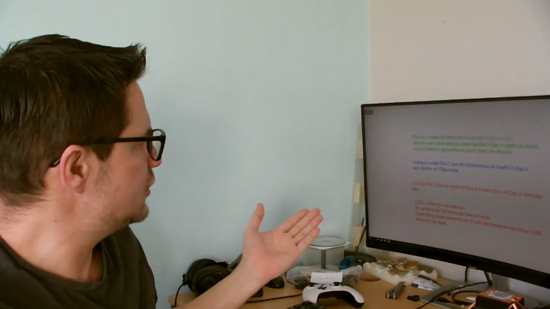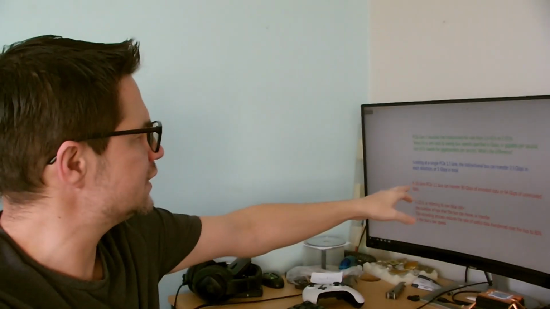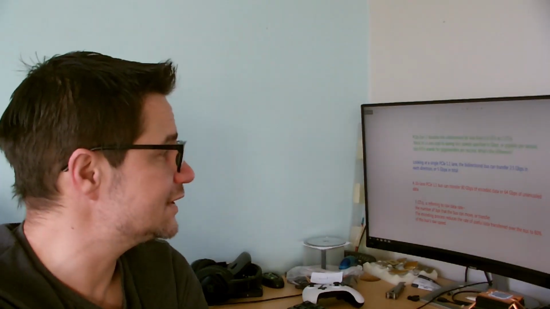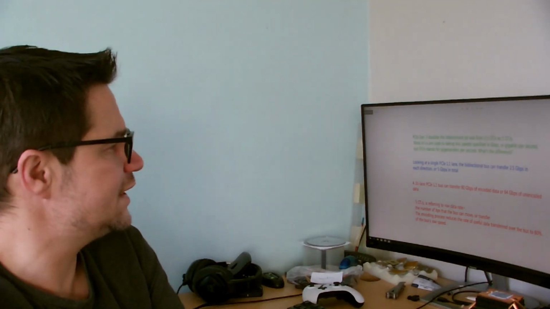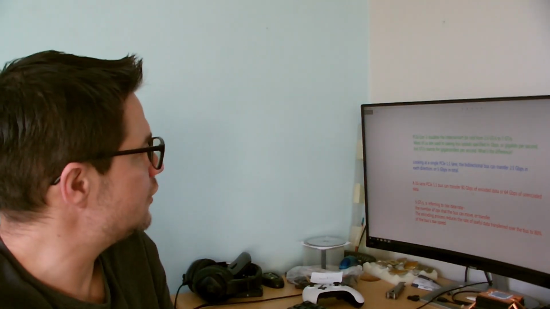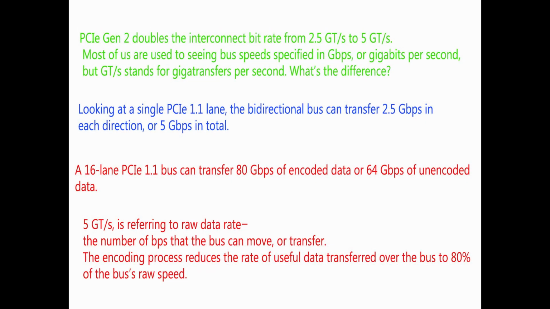So when we get to 16 lane PCI, 16 lanes, or 16 times, you can get up to 80 gigabits per second. Now this is the difference between the laning. So what you do is you've got 64 gigabits of unencoded information. So when you took that down, it worked out something like 63.1 gigabits on those 16 lanes. So we're referring really to raw data, the number of megabits that the bus can move or transfer.